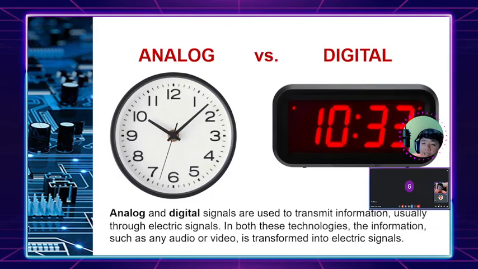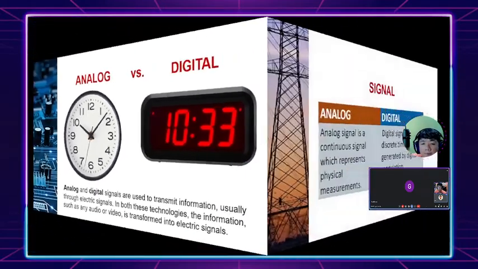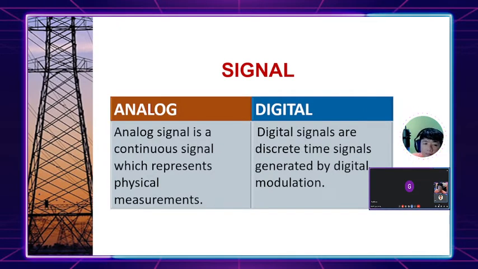What is the difference between analog and digital? In terms of signal, analog is a continuous signal which represents physical measurements. Digital is more complicated. It has many time signals generated by digital modulation, such as frequency shift keying. There are many terms. If we get technical, in terms of signal, digital is more complicated than analog signal.